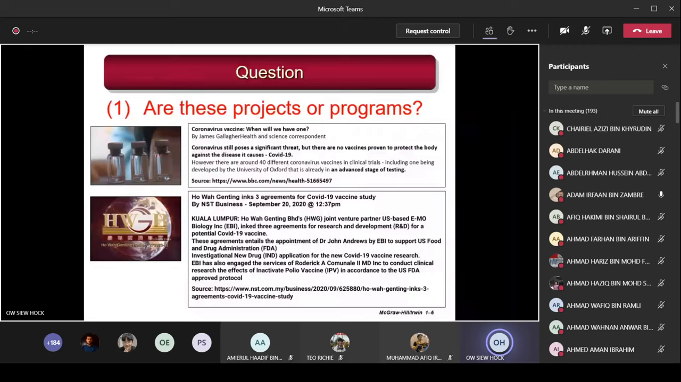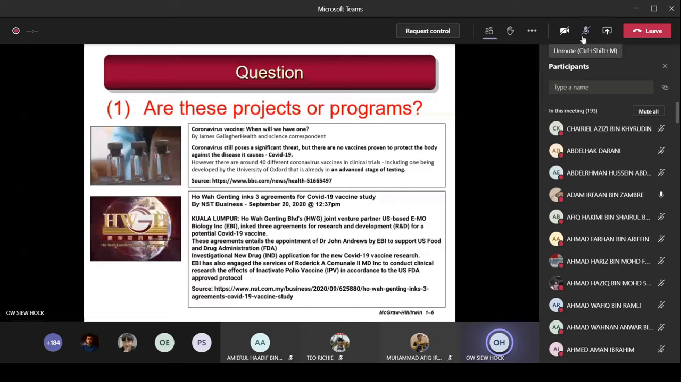Project or program? What's the answer? Project. Anyone say it's a program? No, all say project, right? Okay, so it's very clear because this is a project that wants to come up with a vaccine to kill this virus. Okay, so this is a project. Okay, what about this one?